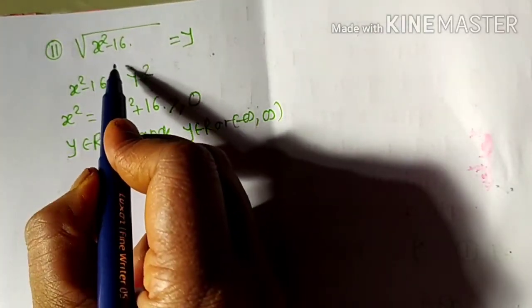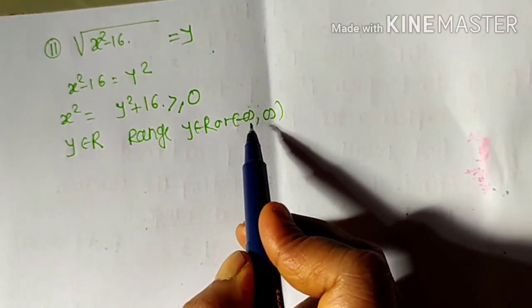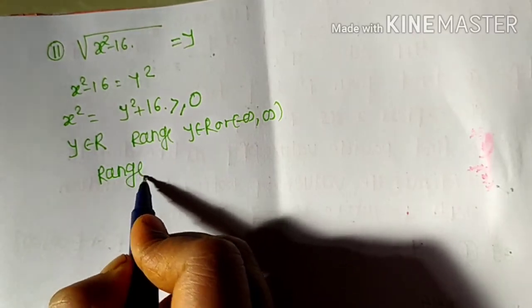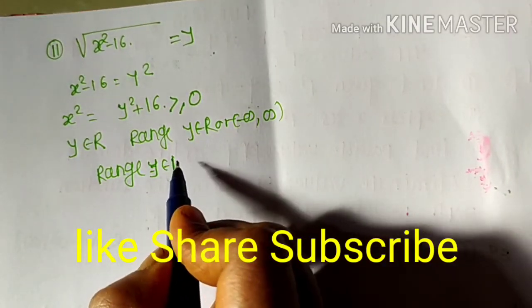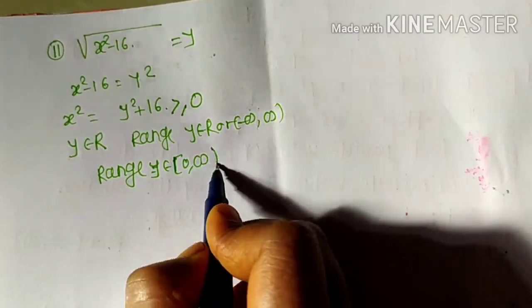But for the square root term, the output is never negative. That means we have to eliminate these negative terms. Then the range here is, what we get, y belongs to all the real numbers from 0 to infinity is our range here.